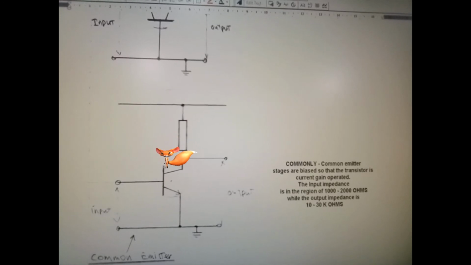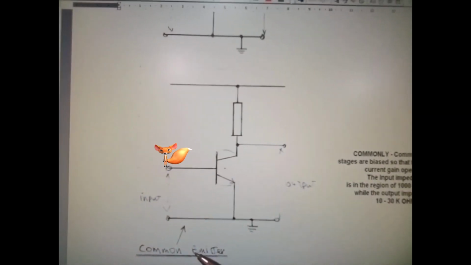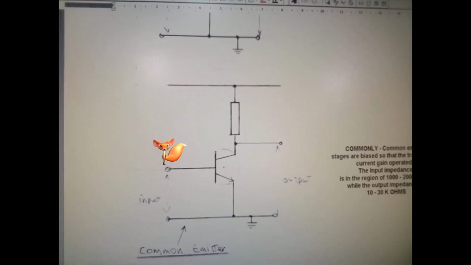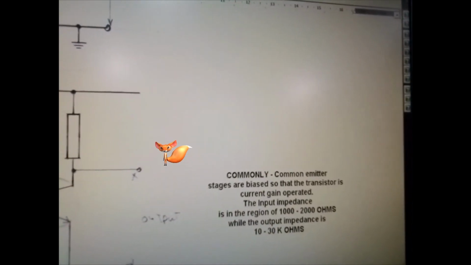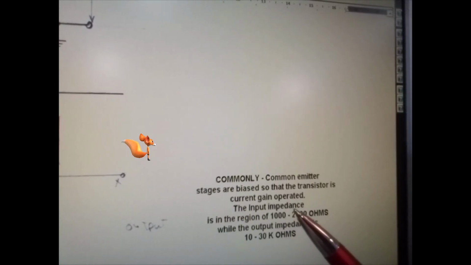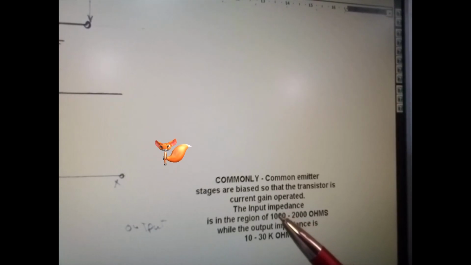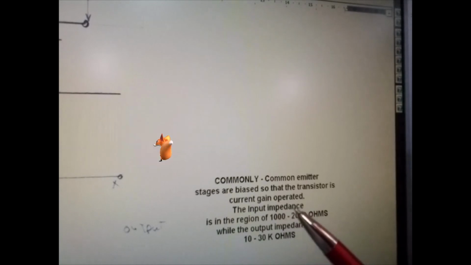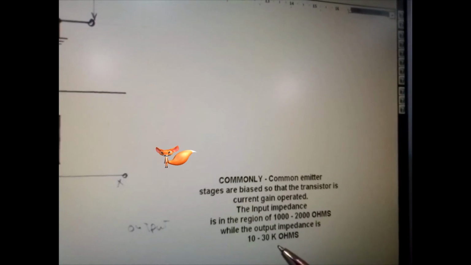And here we have the common emitter. Common emitter stages are biased so that the transistor is current gain operated. The input impedance is in the region of 100 to 2000 ohms, while the output impedance is about 10 to 30 kilo ohms.